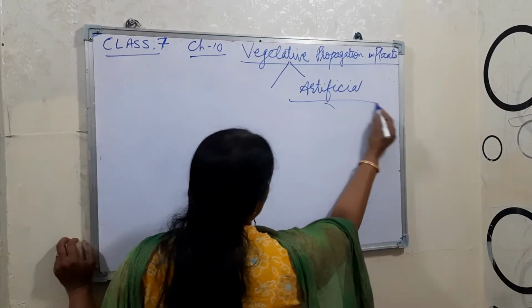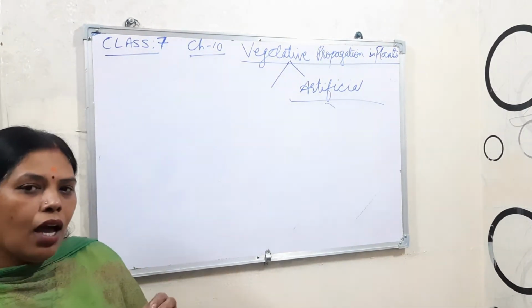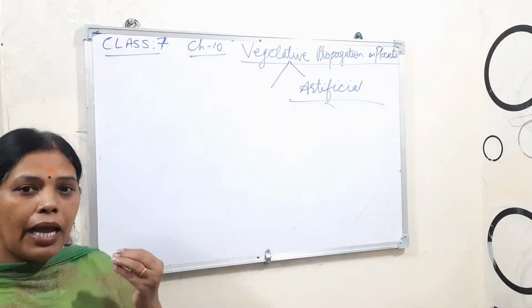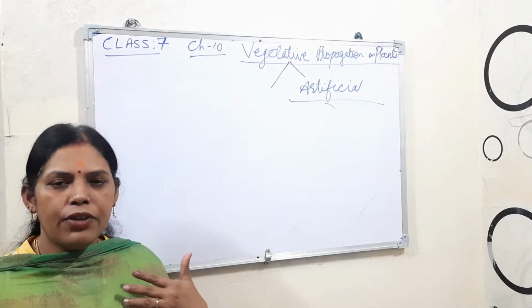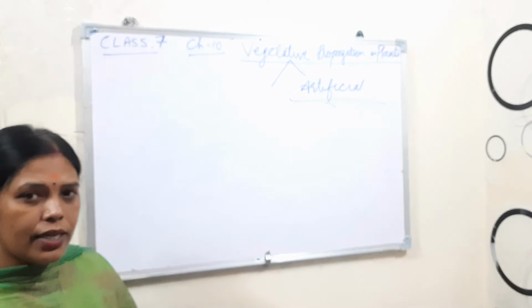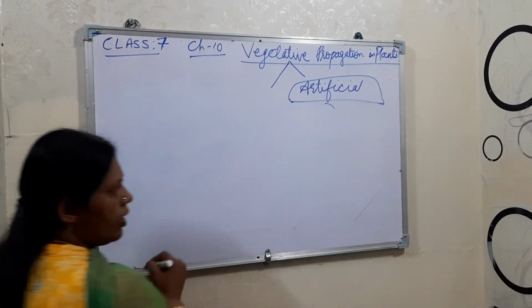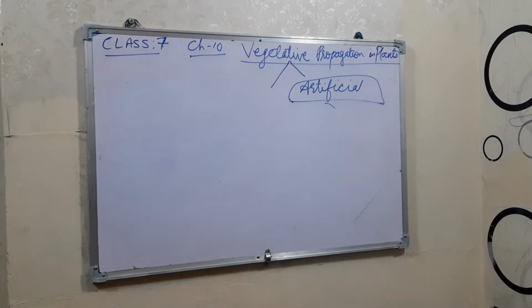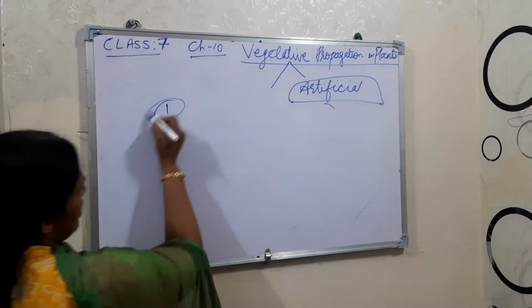Now the artificial propagation. When we do artificial propagation, it is man-made, mostly for commercial purposes. If we need the benefit, then we will do it, and we will get some advantages also, which I will explain. Now let's see the different artificial methods. The first one is cutting.